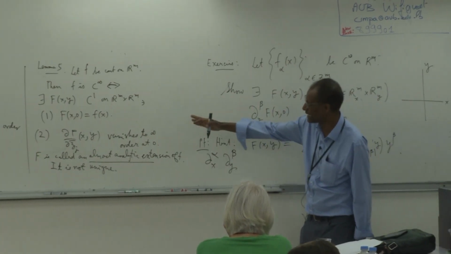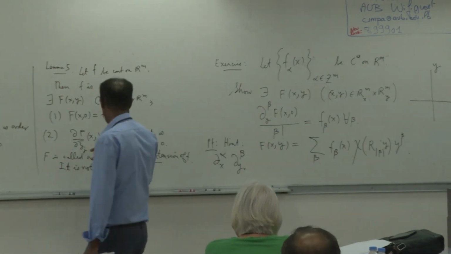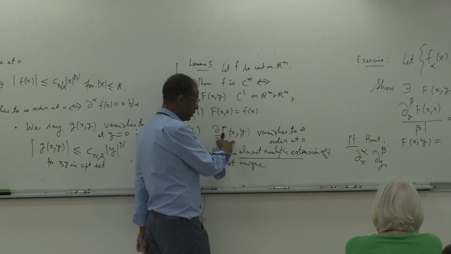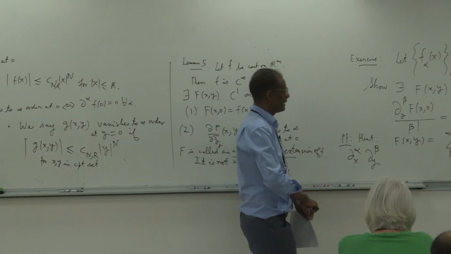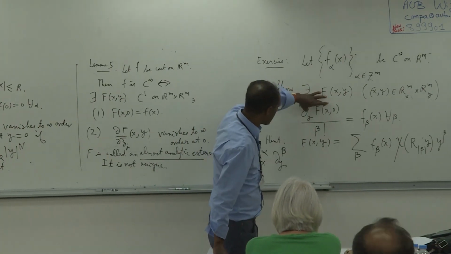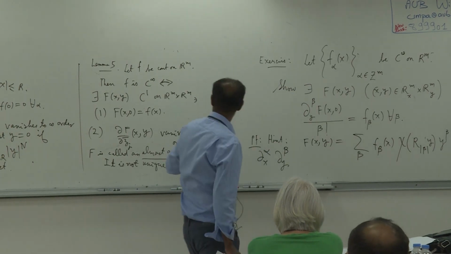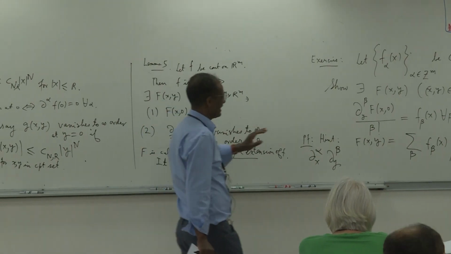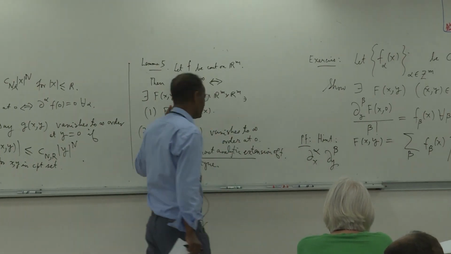And you'll see that the way we prove this is going to be using this exercise. We have to construct this capital F. The fact that this vanishes to infinite order, I will show you, precisely means that these derivatives are prescribed, given to you in terms of the derivatives of f. And by this exercise, you can construct such a capital F.